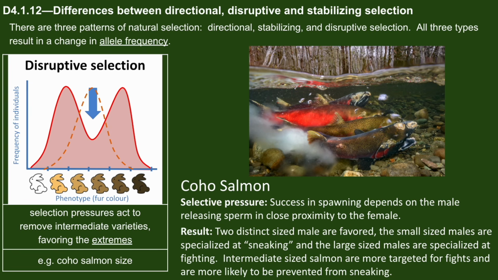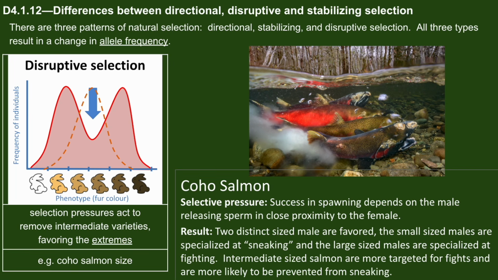Next step, disruptive selection. Now this is the opposite. This is where the selective pressure removes those intermediate varieties, instead favoring the extremes. Now, example of this is coho salmon. Coho salmon do external fertilization. When the female spots the male nearby that she wants to mate with, she'll lay the eggs, and the male salmon will fertilize them.